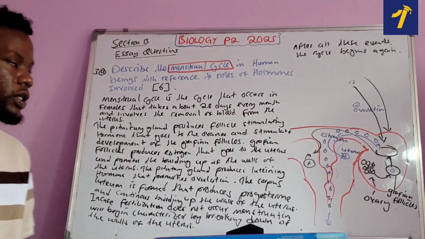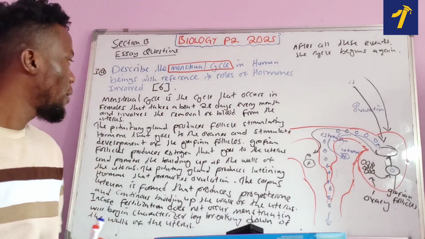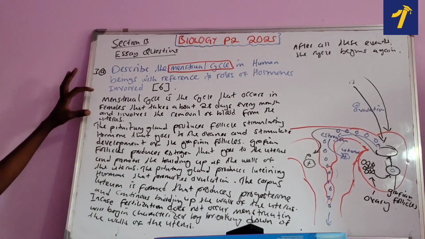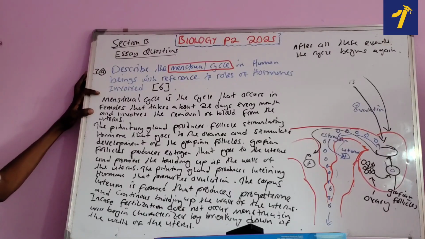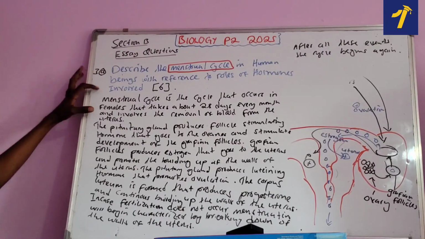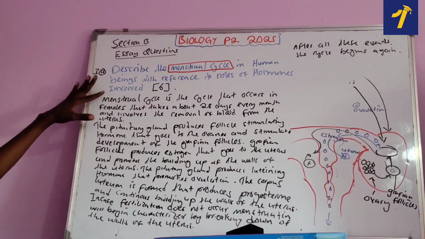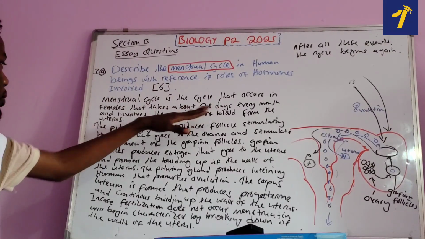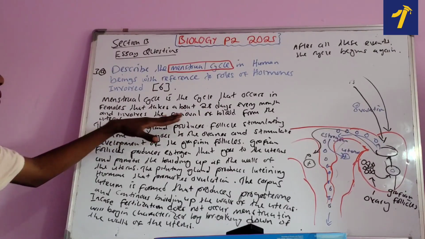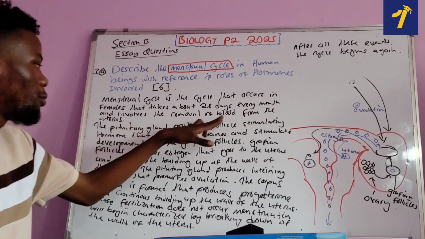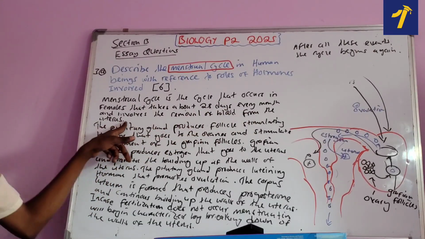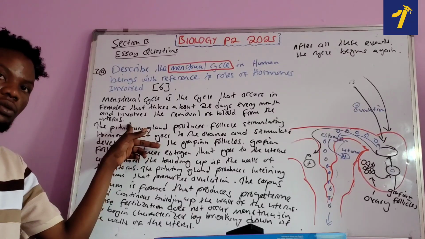Now let us read the answer. What did I say the first thing? The first thing I said, make sure that you describe the main subject that you've been given. What is menstruation? Menstrual cycle. We said it is a cycle that occurs in females that takes about 28 days every month and involves the removal of blood from the uterus. Okay? That's the definition that we said.